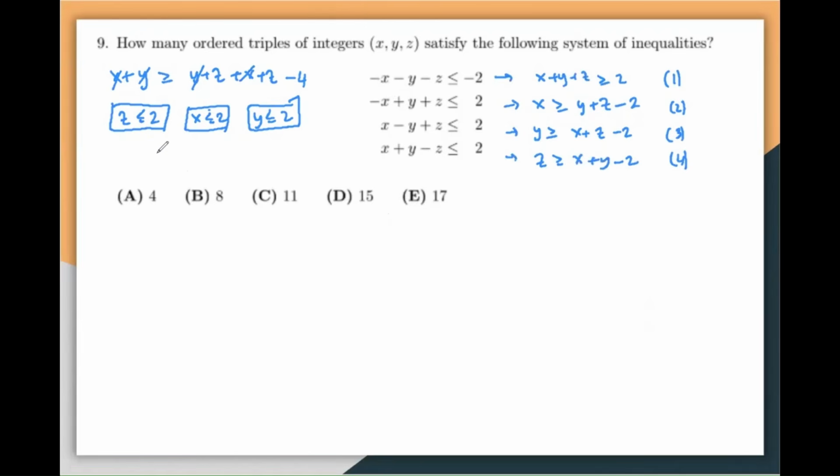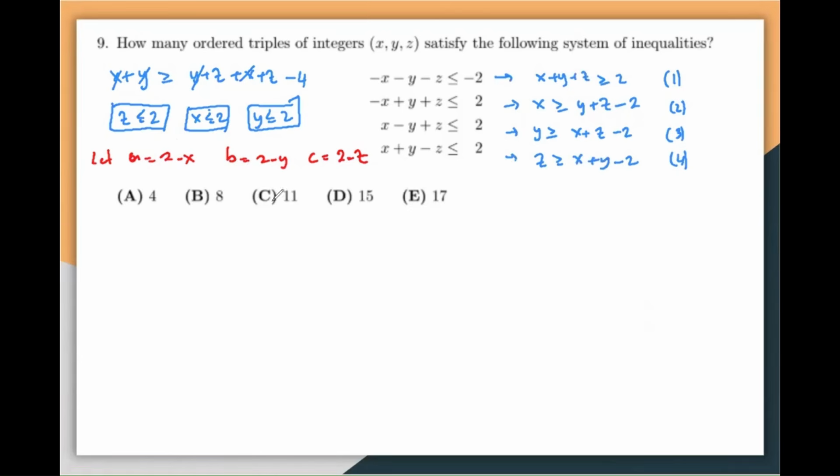So I'm going to do some sort of substitution. Let's say a is equal to 2 minus x, b is 2 minus y, and c is 2 minus z. Why do I do that? Because x is at most 2. When you subtract 2 from 2, you get 0. If you subtract 1 from 2, you get 1. If you subtract some negatives from 2, you get positive. So a, b, c are all non-negative numbers, which is the reason I did that.